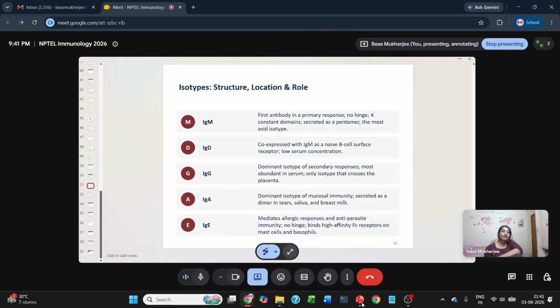Next we have IgA. IgA is a dimer. It is secreted in tears, in saliva, and in breast milk, and that is why breast milk is so important for the child, because a lot of the child's immunity is developed through breast milk consumption. Now we have IgE. This mediates allergic responses and anti-parasite immunity. No hinge is there. It binds with high affinity to the Fc region on mast cells and basophils.